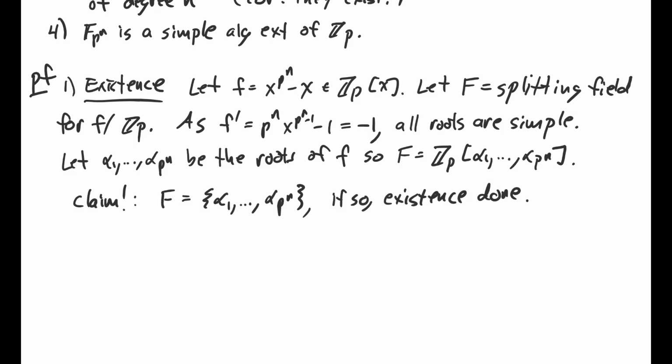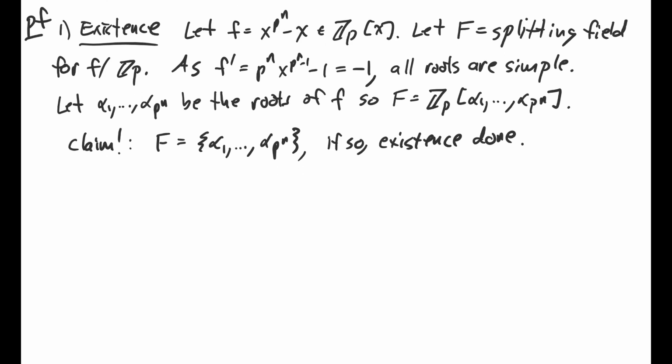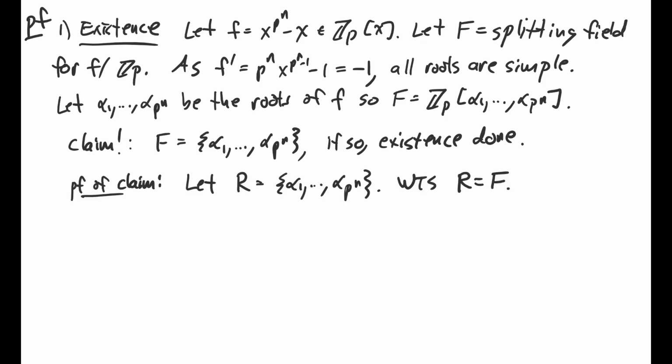Okay, here is the surprising claim. The claim is that actually, if you just list these roots, that's the whole field. That's already all of F. And if we prove this claim, then of course, well, F is a field, and manifestly has p to the n elements, so we constructed a field with p to the n elements. So we just have to prove that F is just those roots, and that's all there is. Okay, let's look at the claim, try to prove it. Let R for roots be just the collection of roots, alpha 1 to alpha sub p^n. We want to show that actually R is equal to F.